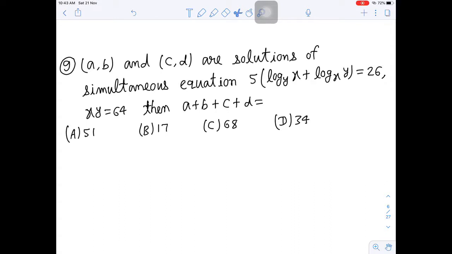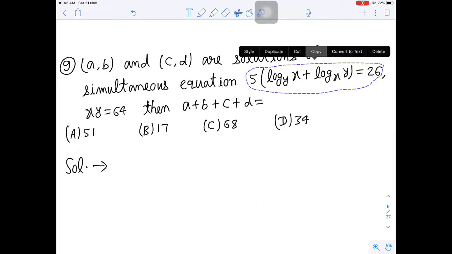Okay, next we will discuss question number 9. A, B and C, D are solutions of the simultaneous equations 5 into log x base y plus log y base x equal to 26, and xy is also given as 64. Then we have to find a plus b plus c plus d. So we have two equations. One is xy equal to 64, and we need to simplify this first.